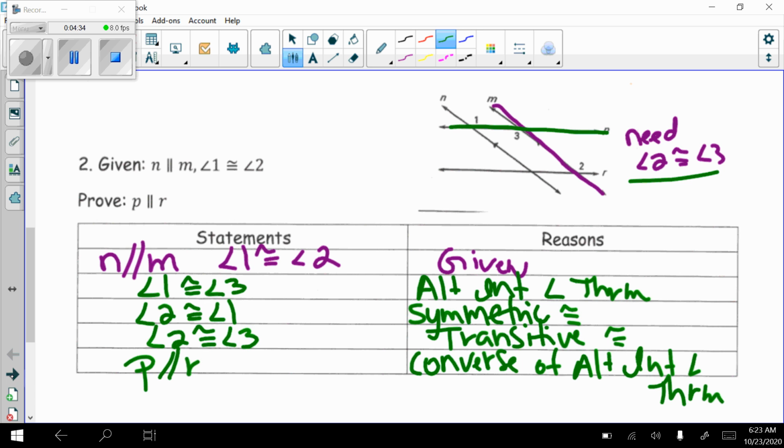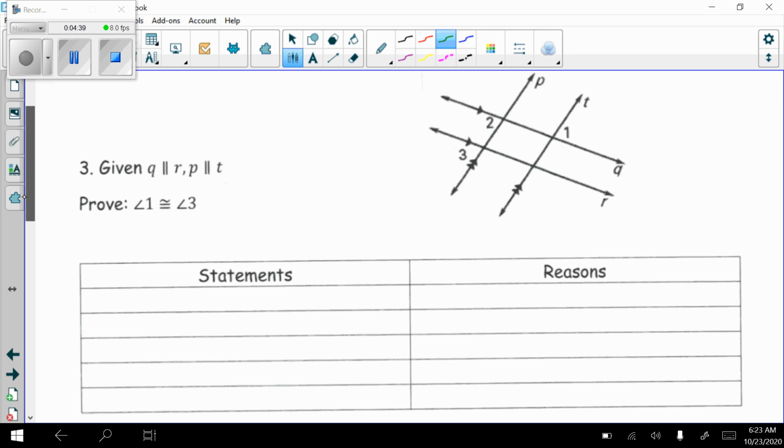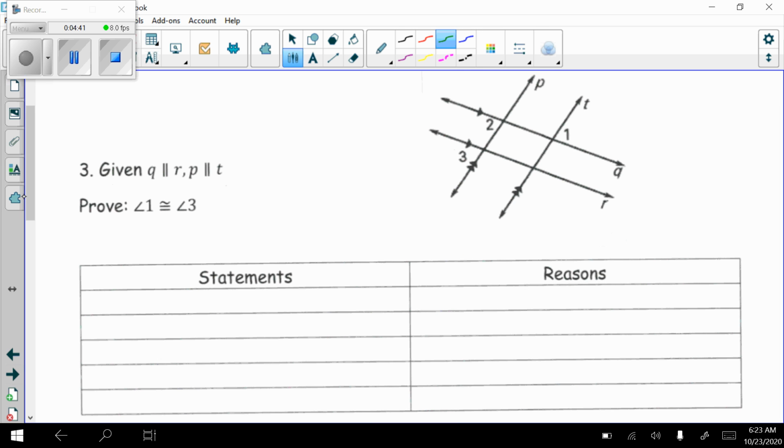All right, let's look at some more. And these are just like what we were doing yesterday, just more practice. So here they give me that Q is parallel to R, and P is parallel to T. So I'm going to write down what they give to me. So Q parallel to R, P parallel to T. And I could put them on two different lines or the same line.